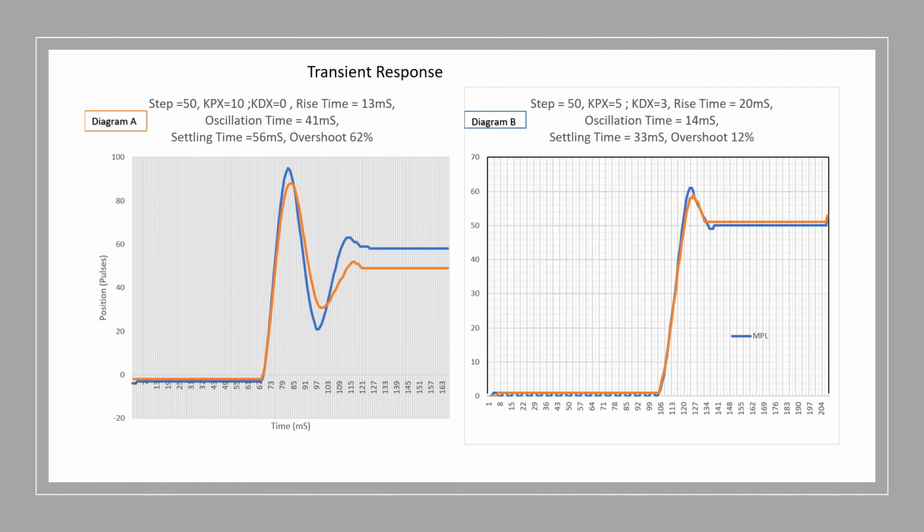Here we can see the transient response. This is the result of my lab test. At dp equals plus minus 50, the difference between P controller and PD controller is very obvious here. The transient response time has decreased in diagram B as opposed to diagram A. Conclusion is that the PD controller is a better option for the DC motor position control.